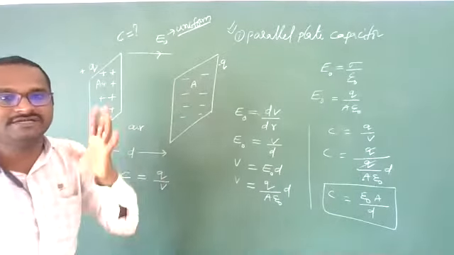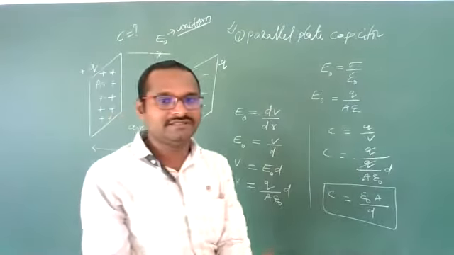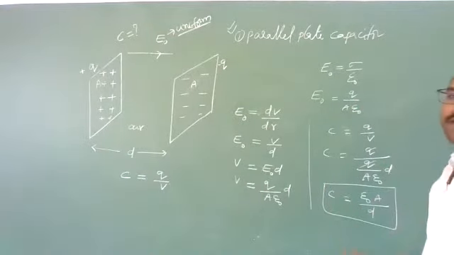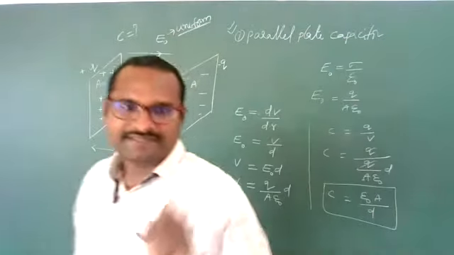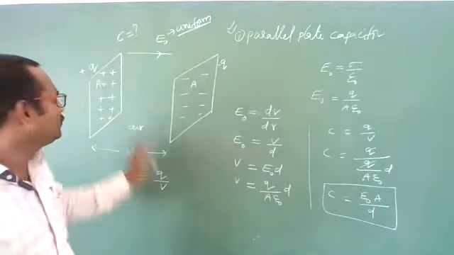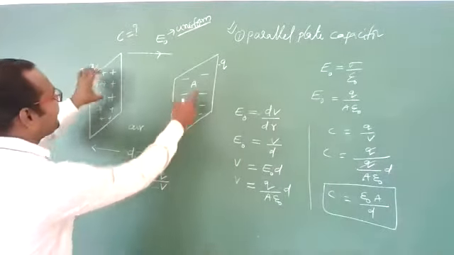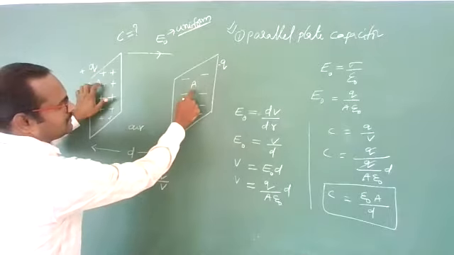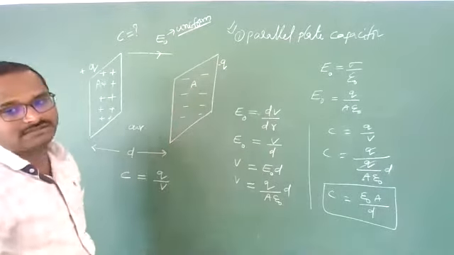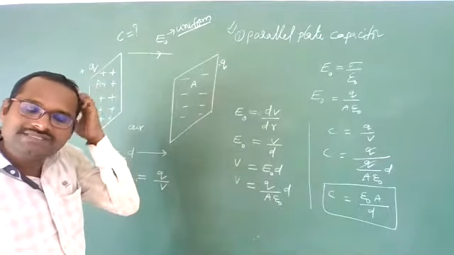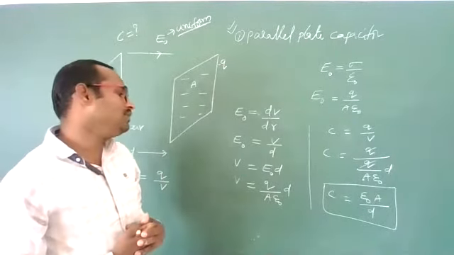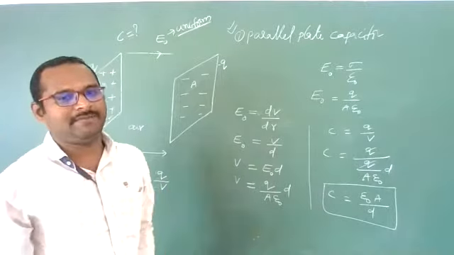Yesterday we discussed on what factors the capacity of a capacitor depends. Capacity of a capacitor depends upon two factors. One is the nature of the medium between the two plates. Another one is dimensions. What is the area and what is the distance between the plates? Clear, students? Okay.